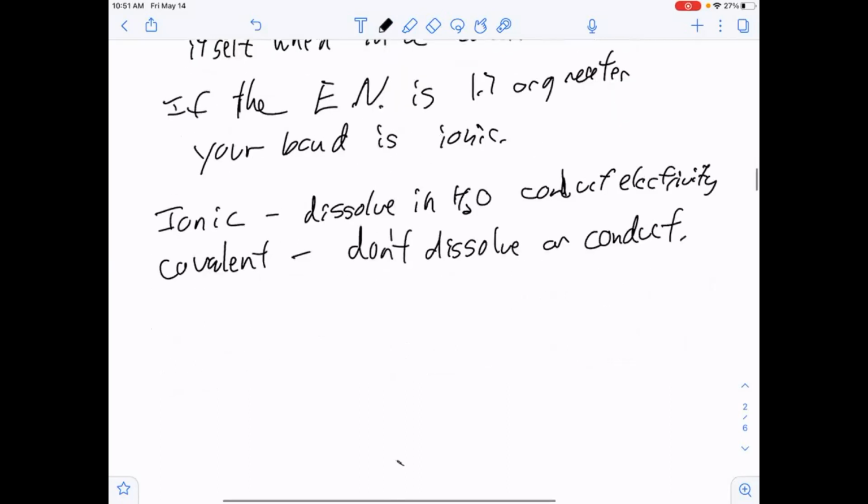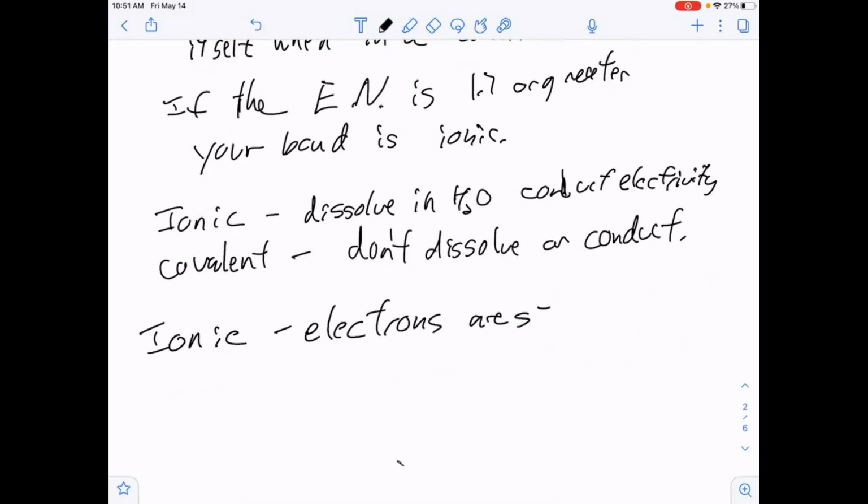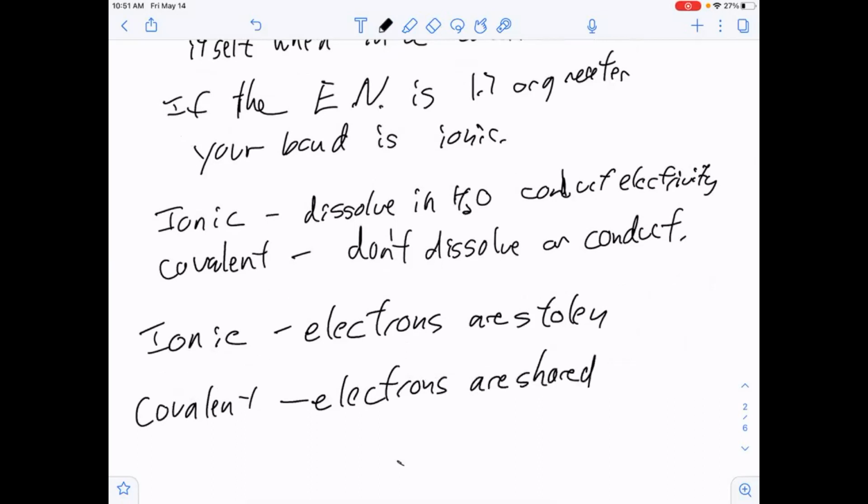So the definition of ionic is electrons are stolen. Covalent, electrons are shared. So ionic, electrons are stolen. Covalent, electrons are shared.